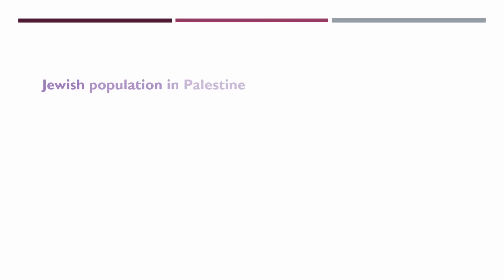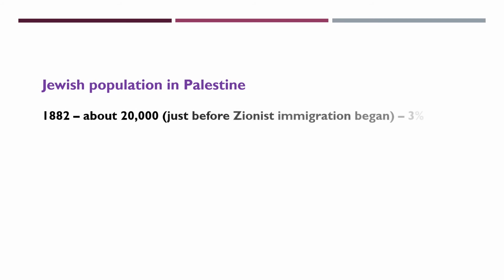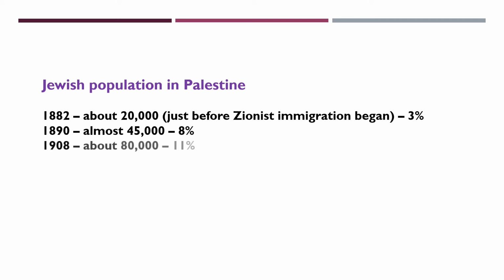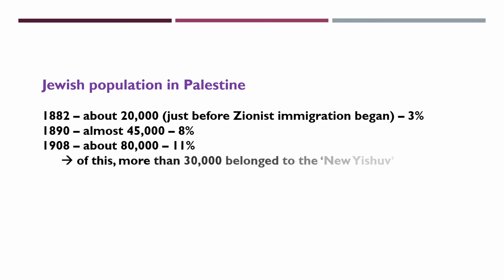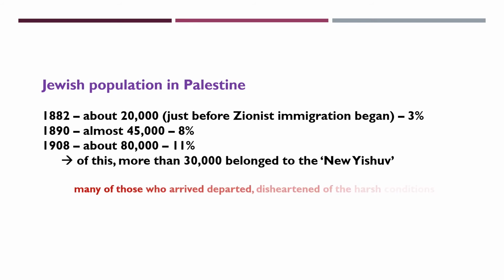Let's have a look again at some demographics. Just before Zionist immigration began in 1882, the Jews of Palestine, the Sephardic and Mizrahi communities altogether, were only about 3% of the population. Less than 10 years afterwards, during the first Aliyah, the population doubled. In 1908, already into the second Aliyah, the number of Jews living in the country was about 80,000, around 11% of the population.